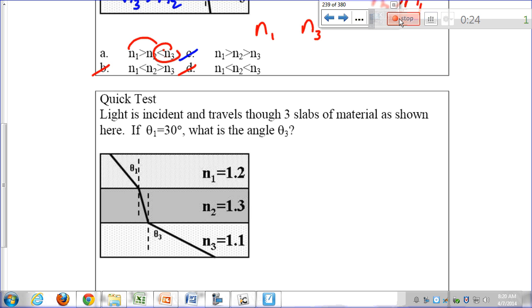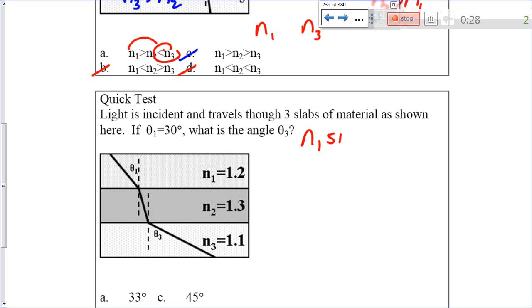One of the implications of the law of refraction, and actually this is usually called the law of refraction, N1 sine theta 1 equals N2 sine theta 2, where theta 1 is the incident angle, theta 2 is the refracted angle.